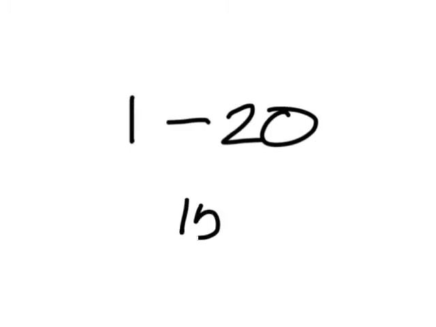Pick a number from 1 to 20 for the lottery. The winning numbers today are 15 and 19.